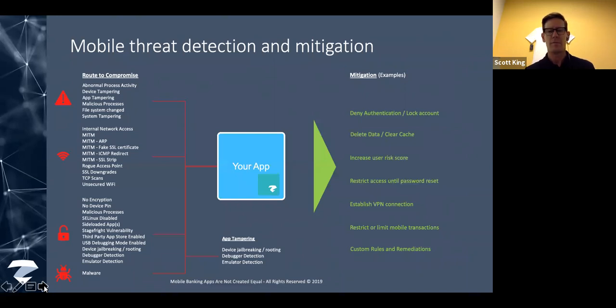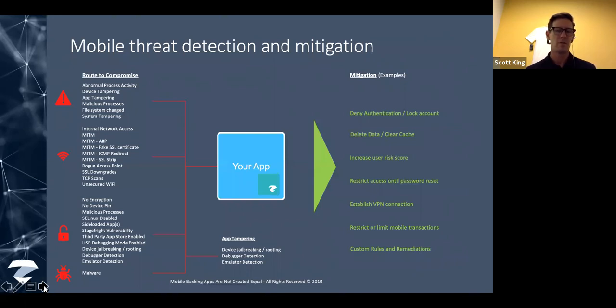So, no encryption, risky settings, malware, right? What we're looking for is kinetic activity on your system, what changes. If my network changes, obviously that is a route to attack, and then you can mitigate that. So look at mitigation examples.